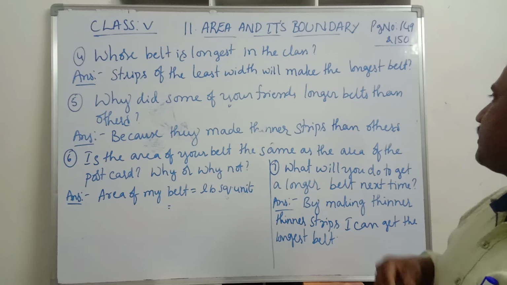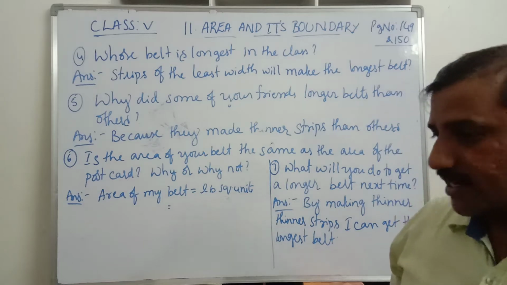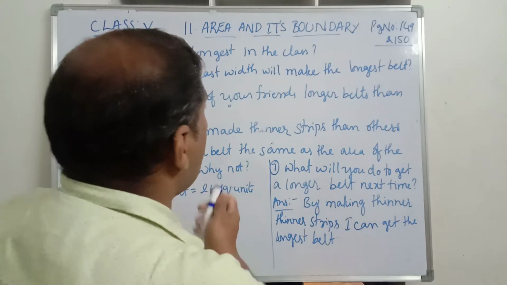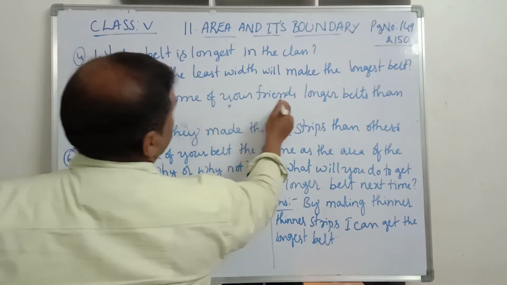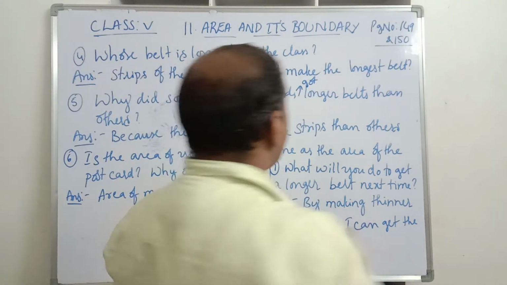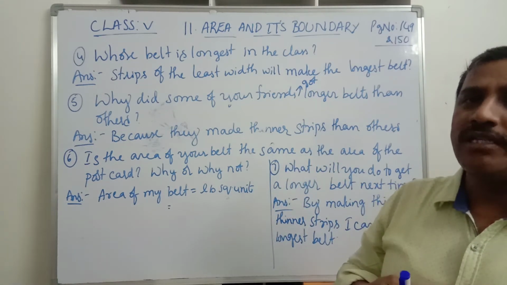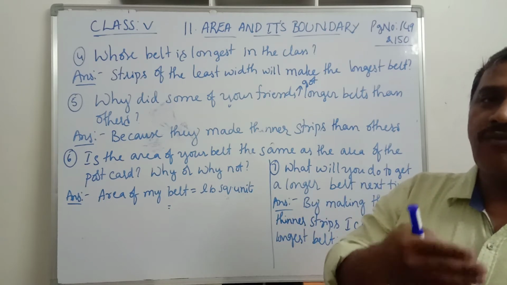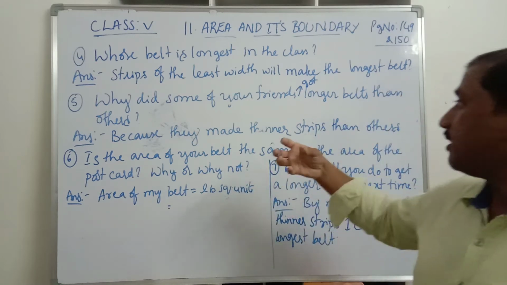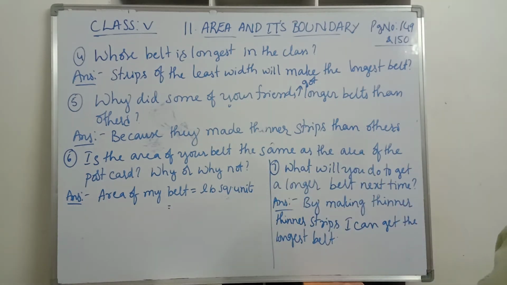Why did some of your friends get longer belts than others? Why is it so? Because they made thinner strips. I took only 3. Somebody may take 4, or 5, or 6. As the number of pieces increases, the strips increase, and the length of the belt will be more. Because they made thinner strips than others.